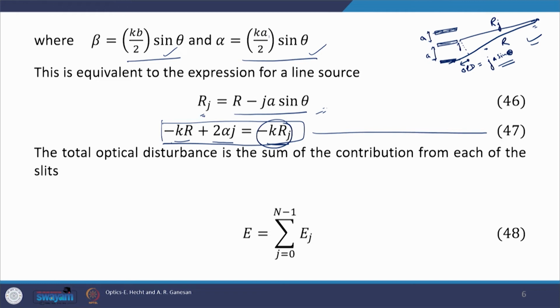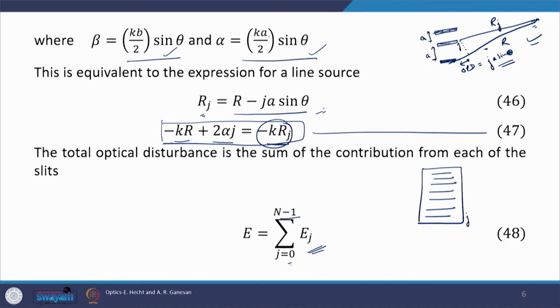Okay, and this summation will give us the total field or total disturbance at the point of observation P. Therefore, once Ej is calculated, we sum over Ej, where j starts from 0 to n minus 1. Make a point: the counting of the slits starts from 0. This is our slits, and we start counting the slit from 0.